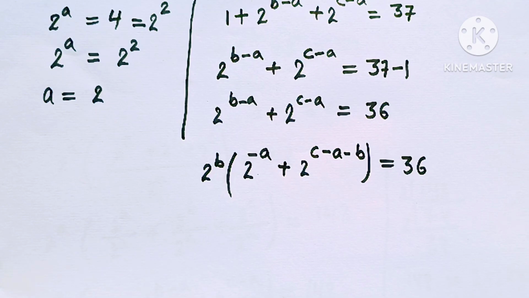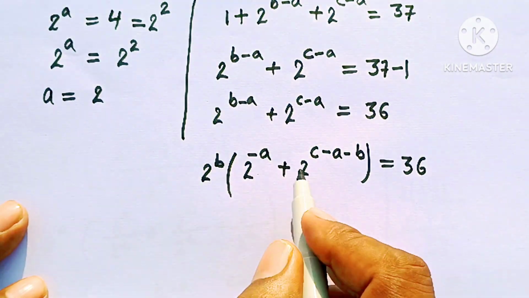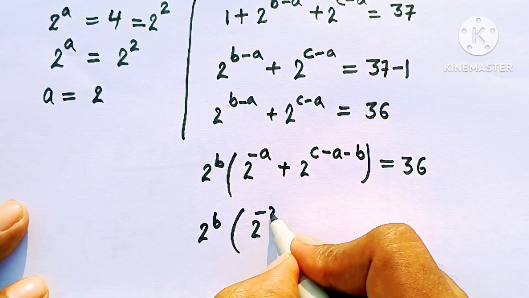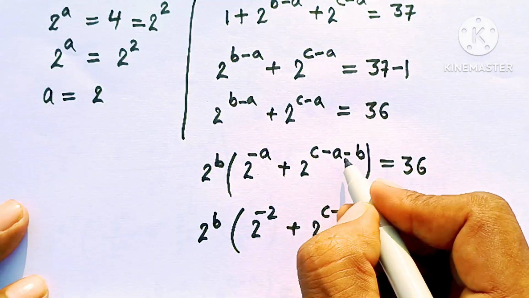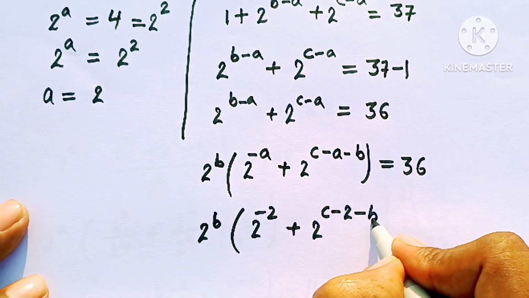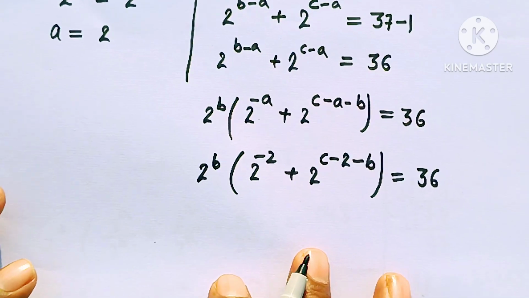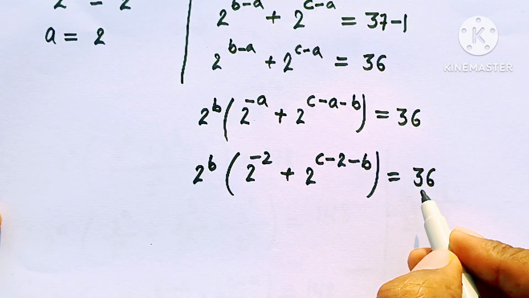Now after putting the value of a, we get 2 to the power b, and then 2 to the power (2 minus 2) plus 2 to the power (c minus 2), and then b was just taken out, so it is already there, 2 to the power minus b, and then we have 36. So we can get the 36 by doing one calculation.